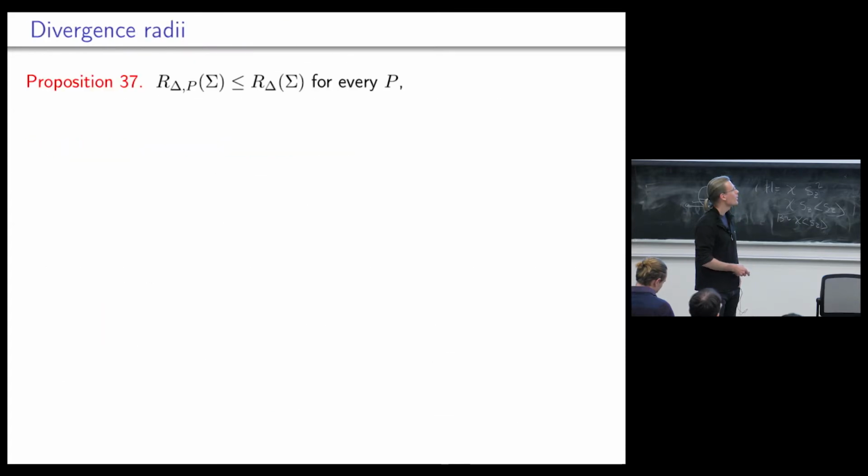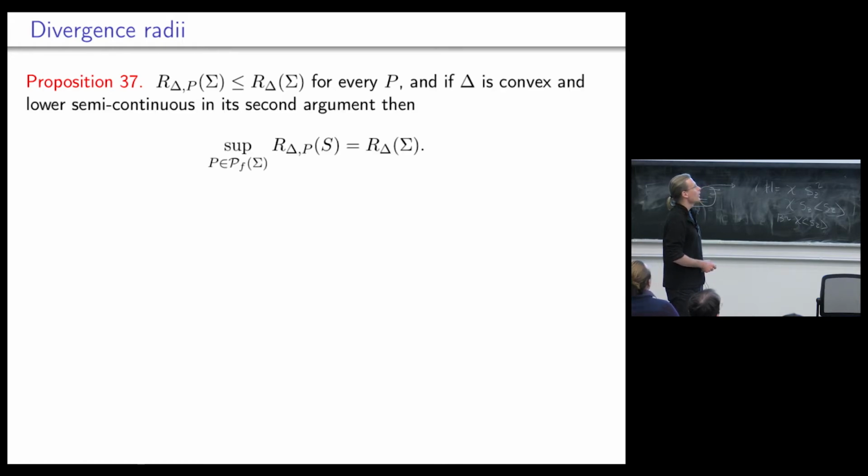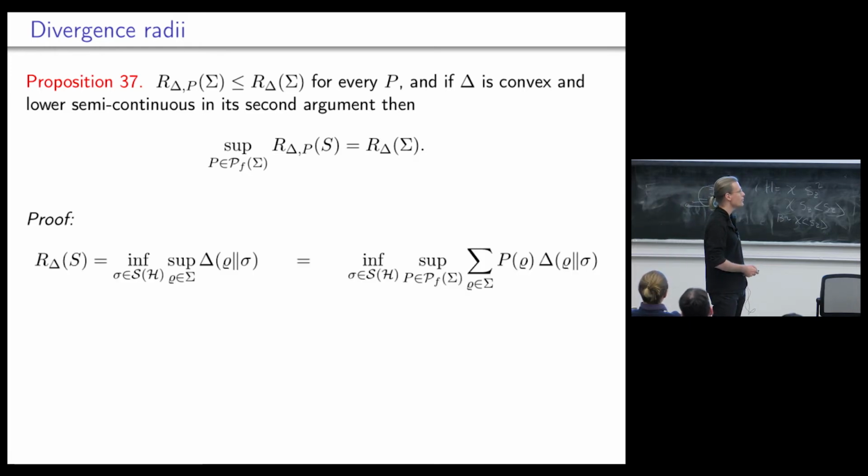Okay. And the last comment about these two different concepts of divergence radius, it is obvious from the definition that we have this relation for every possible p. And if our divergence is convex and lower semi-continuous in the second argument, then actually optimizing over this probability distribution will give us the non-weighted divergence radius. Okay. And the proof is very simple.